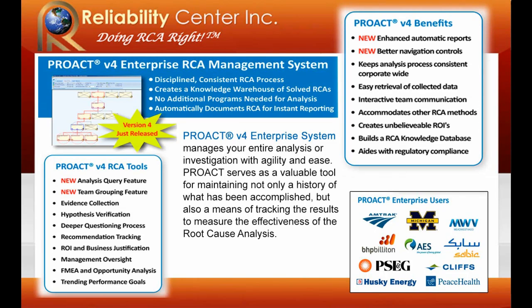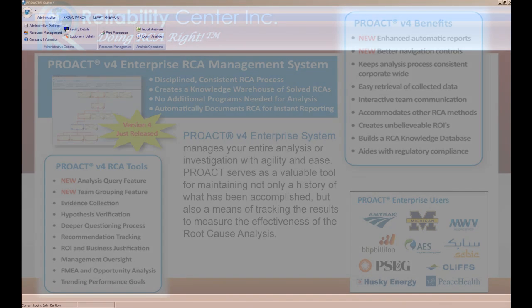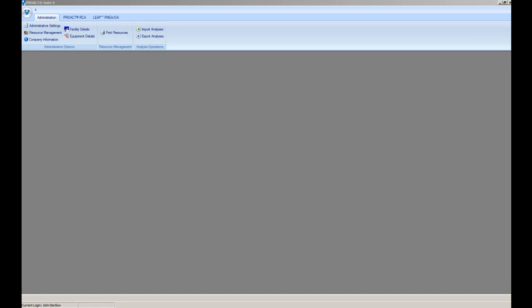Welcome to this overview of PROACT version 4. This is the latest version of Reliability Center's root cause analysis software. In this brief video, we intend to highlight some of the upgrades and differences in version 4 for those users that may be more familiar with one of the previous versions of PROACT. Let's go ahead and get started.